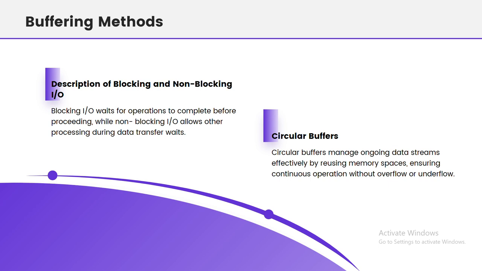Buffering methods. Description of blocking and non-blocking I/O. Blocking I/O waits for the operation to complete before proceeding, while non-blocking input-output allows other processing during data transfer waits. Circular buffers. Circular buffers manage ongoing data streams effectively by reusing memory space, ensuring continuous operation without overflow or underflow.